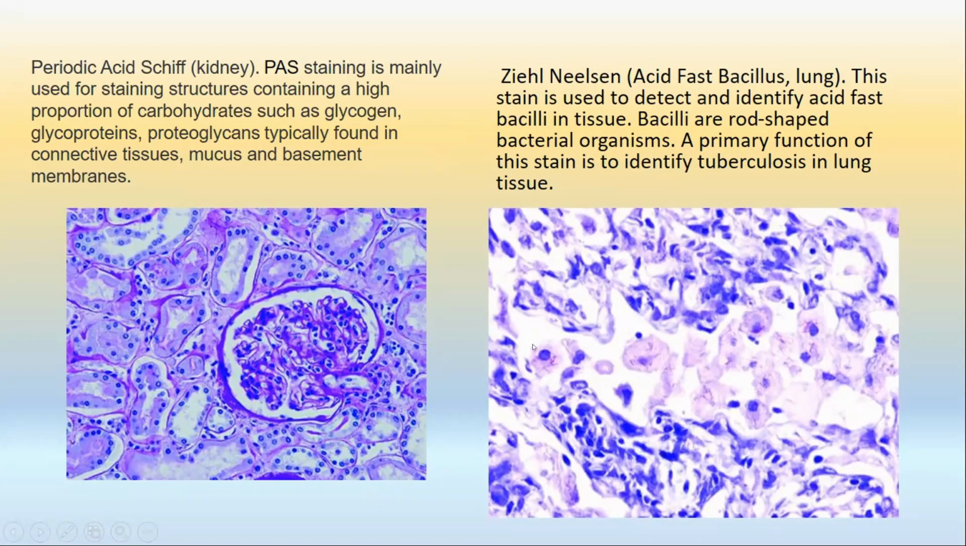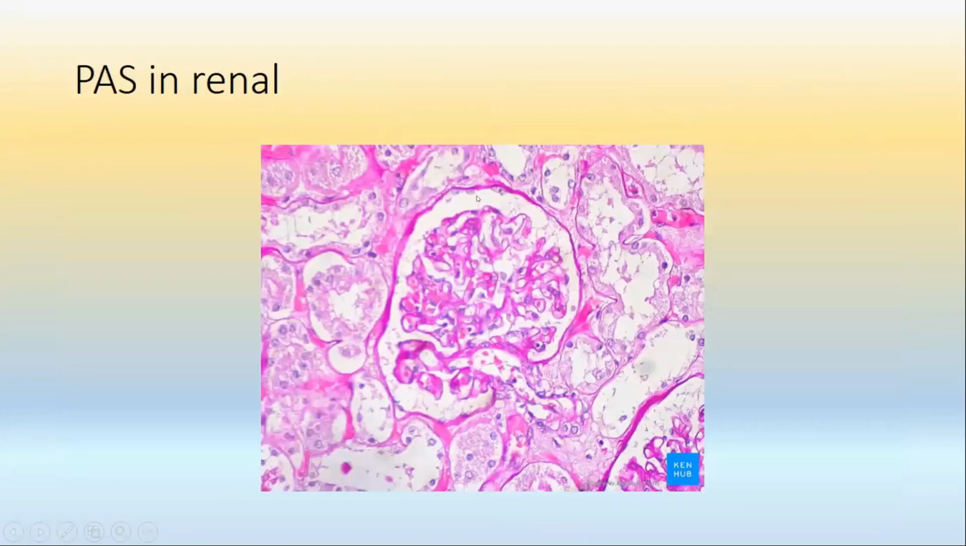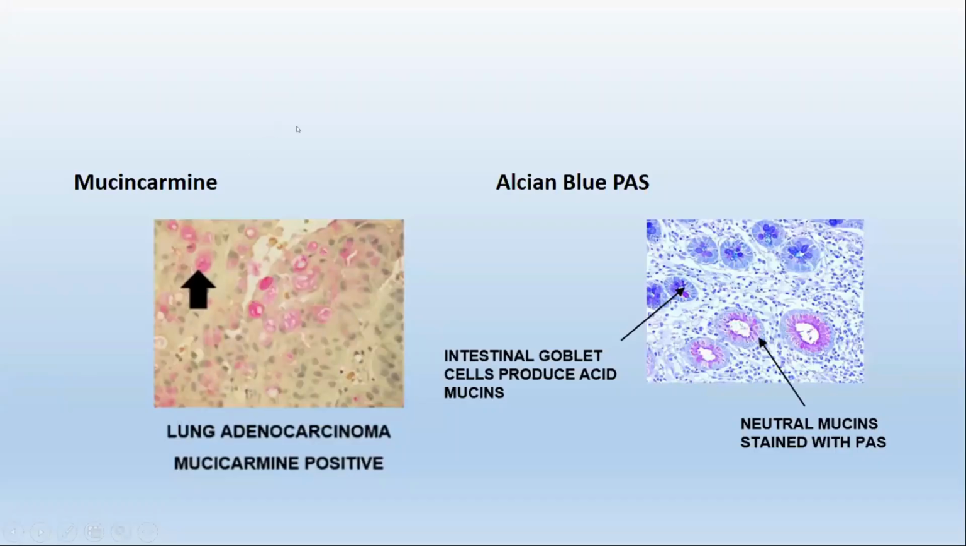So basically, it's an acid fast stain to pick up the acid fast bacilli. So these are all the cells which are inside the macrophages. Okay, again, this is acid fast. This is again in renal. Okay, you can see very nicely, this is a normal basement membrane.